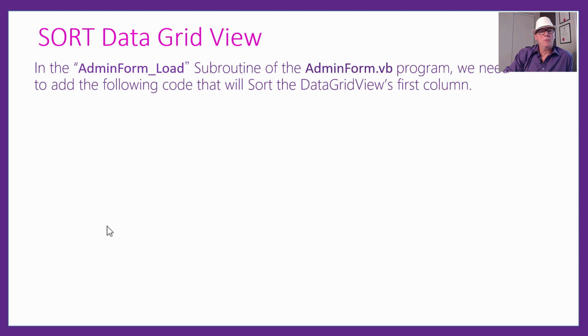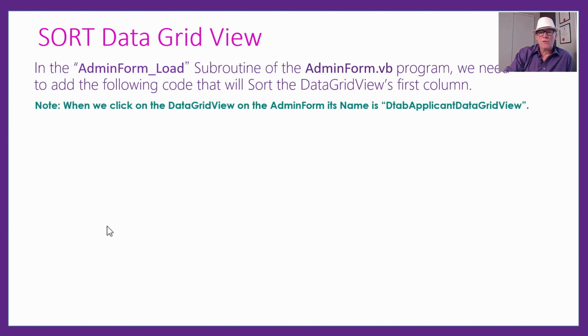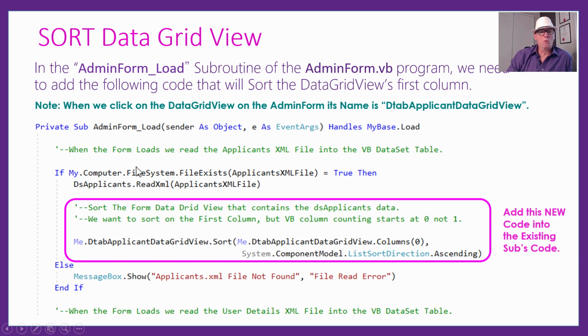All right, so in the admin form.vb program, we'll be doing 90% of our changes today in that program, which is part of our system we've been working on. Now, when it's loading up, we've got it reading at the moment into dtabApplicant DataGridView. That's the name of that data grid if you look at its properties on the form. What we've got is we're reading that external XML file straight into the data set for that DataGridView that's bound to it. Now what we want to do is, straight after we've got it in the DataGridView there, we just want to sort it.